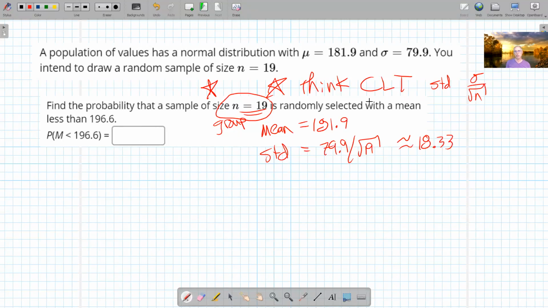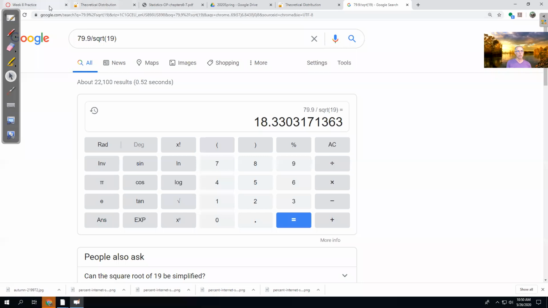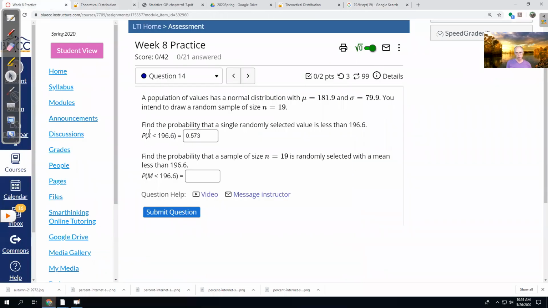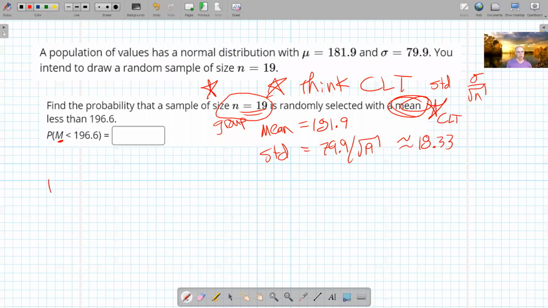And another thing to think about: we aren't looking at the score of an individual, but the mean. Anytime you see mean, that means use the central limit theorem. And notice they have an M here for mean, whereas in the first question they had an X for an individual. So X is an individual value. Sometimes instead of M, they might write it like this. So I would have written it, what's the probability that the average of this group is less than 196.6? Because often M means median, but they're using it for mean here.